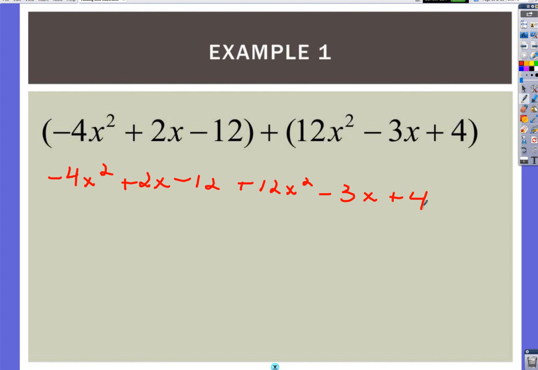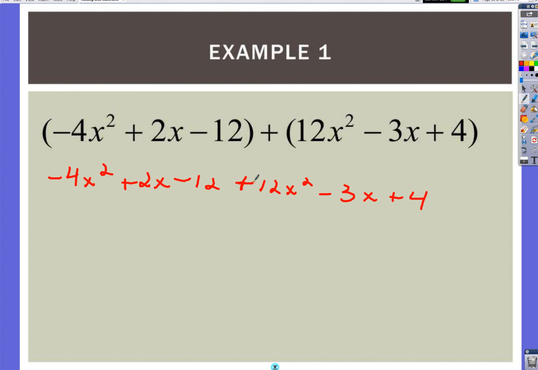Go ahead and look up if you finish the first step. Negative 4x squared plus 2x minus 12 plus 2x squared minus 3x plus 4. Just no parentheses. Yes, sir. You said minus 2x. It's my handwriting. Sorry, plus 2x squared. Threw me off. I couldn't read. Plus 12x squared. Sorry. Thank you.